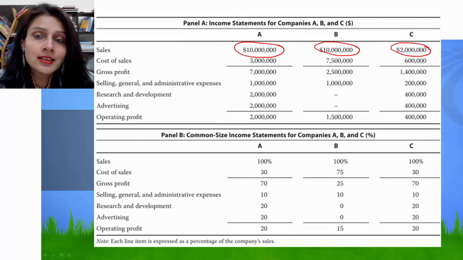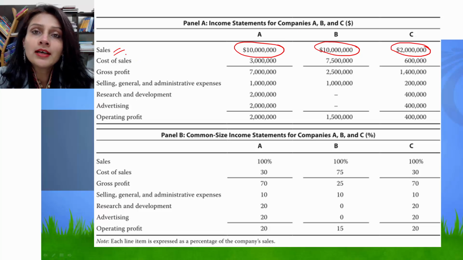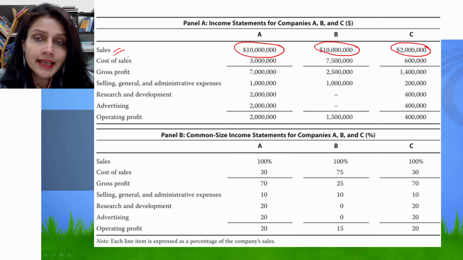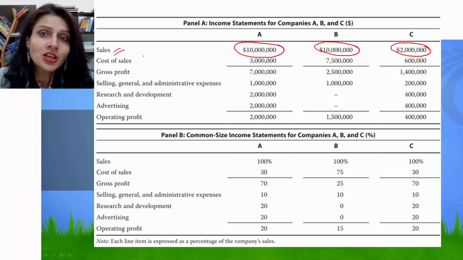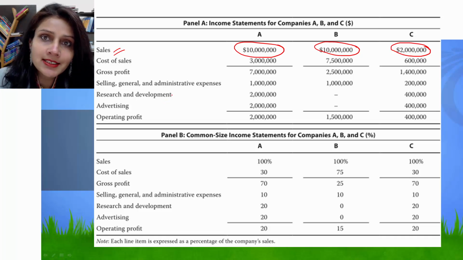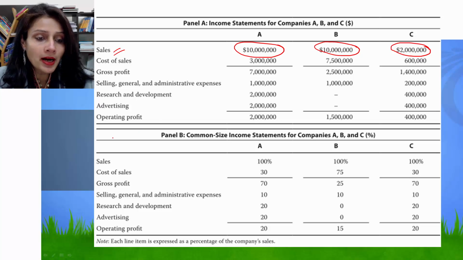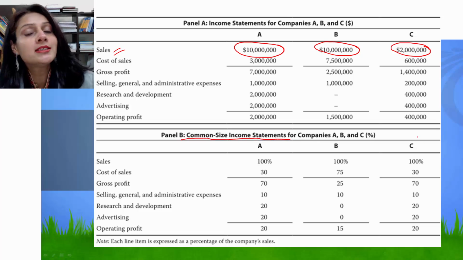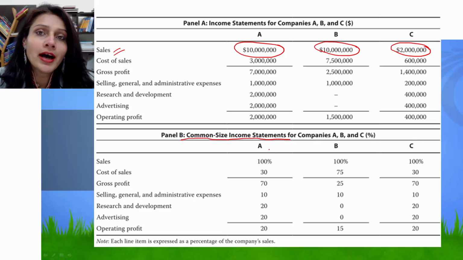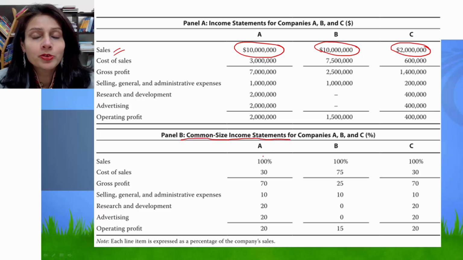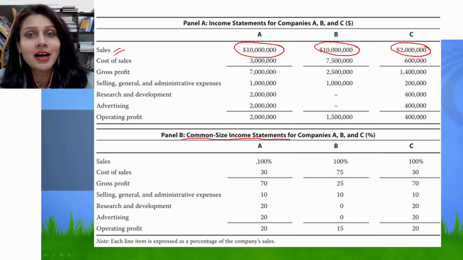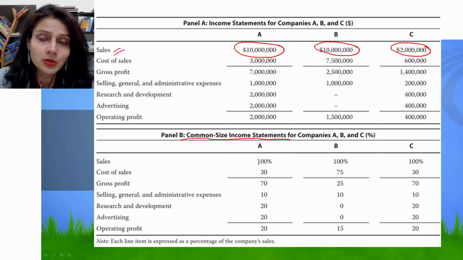For standardizing the income statement, we usually take sales as the base figure. Considering sales to be 100%, we calculate the percentages of all the other components on the income statement with respect to sales. So you can see that the lower part of this slide shows the common size income statement for these three companies, and each of the items on the income statement is presented as a percentage of sales.